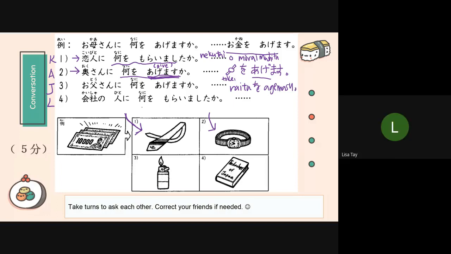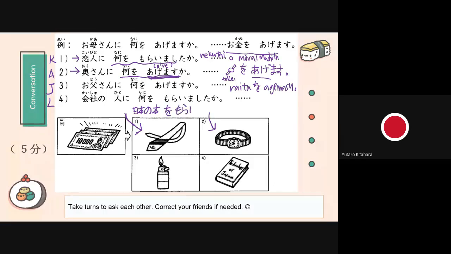Kaisho no hito ni. Very good. Nihon no hon. Okay, very good. Moraimashita. Okay, very good. Nihon no hon no moraimashita.